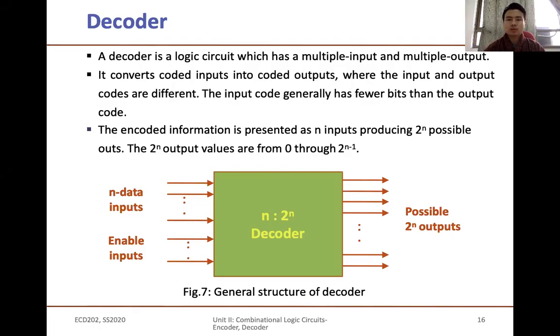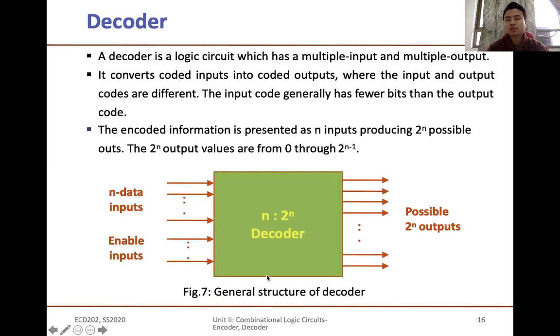Okay, in this session, we are going to look into the decoder. Decoder is an example of a combinational logic circuit. So decoder is the opposite of encoder. Now decoder is a circuit where it has multiple inputs and multiple outputs. So it will convert the coded input to coded output, where input and output will be of different type.